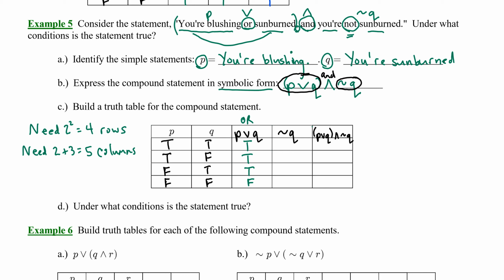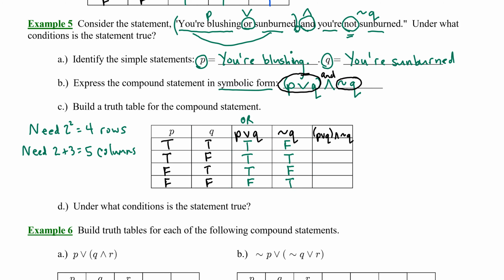Next column is the negation. Well, this is the easiest one. I need to determine the truth value of the statement not Q. We know it's going to be the opposite of the truth value of statement Q. So in row 1, if Q is true, not Q is false. Row 2, if Q is false, not Q is true. Row 3, Q is true, not Q is false. And finally, row 4, Q is false, not Q is true.